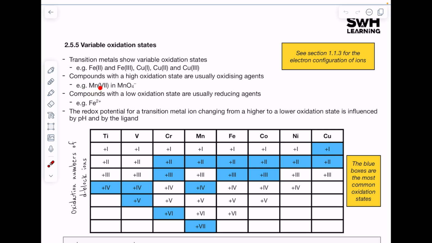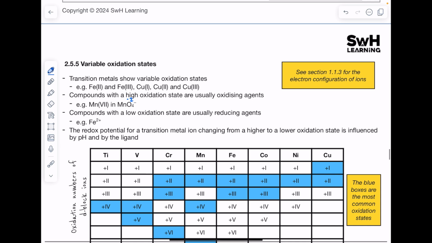A good example here is manganese 7 in MnO4-. We can work out the oxidation state. Oxygen is -2, which means that the manganese must be +7 to give the overall oxidation number of -1. Compounds with a low oxidation state are usually reducing agents. These are by definition oxidized. So again, that makes sense that they start at a low oxidation state. Here, iron 2 is starting at +2.